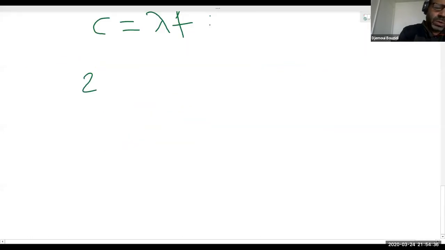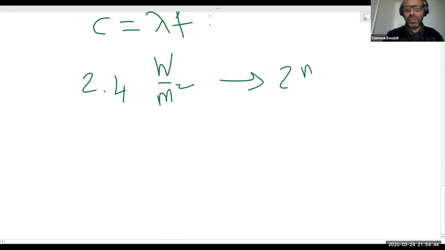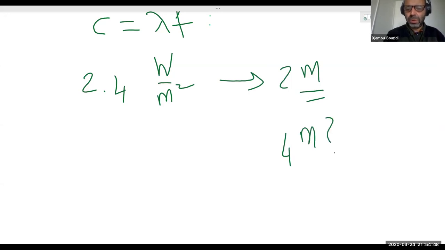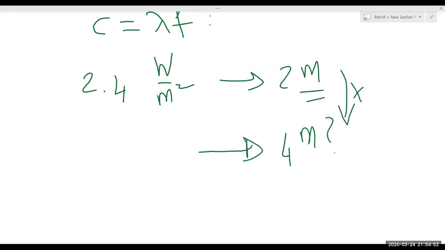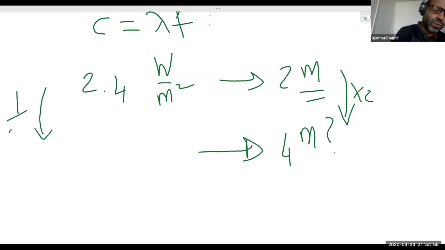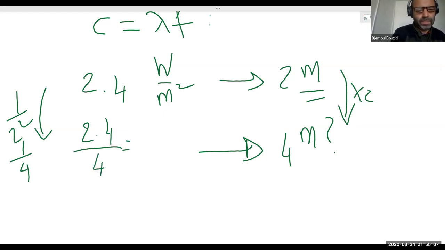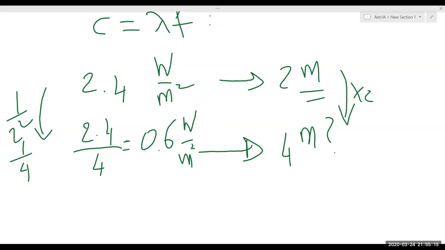So the intensity was 2.4. It doesn't matter what the units are. Let's call them watts per meter squared at a distance of 2 meters, correct? My question is, at 4 meters, how much is it going to be? Well, we doubled the distance, so this has to drop by a factor of 1/2 squared, which is 1/4. So it's going to be 2.4 divided by 4. What is 2.4 divided by 4? 0.6, yeah. 0.6 watts per meter squared, okay? So as you move away, it appears 4 times less bright than when you were at 2 meters. Do you guys understand that? Yes? Okay, so let's move to 10 meters now.